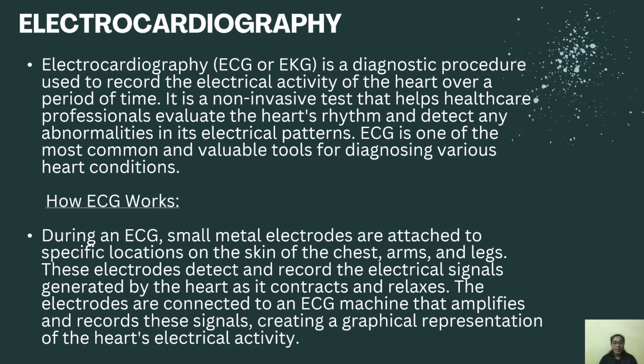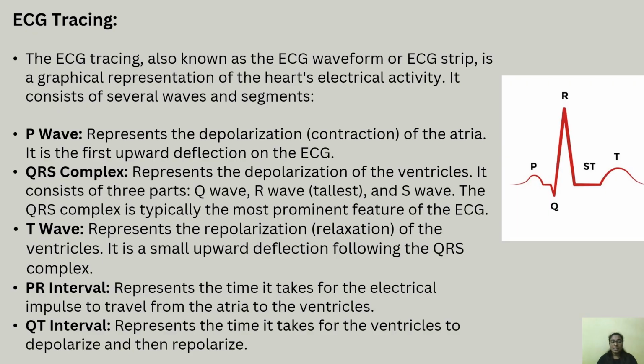Now we will see how ECG works. During an ECG, small metal electrodes are attached to specific locations on the skin of the chest, arms, and legs. These electrodes detect and record the electrical signals generated by the heart as it contracts and relaxes. The electrodes are connected to an ECG machine that amplifies and records these signals, creating a graphical representation of the heart's electrical activity.